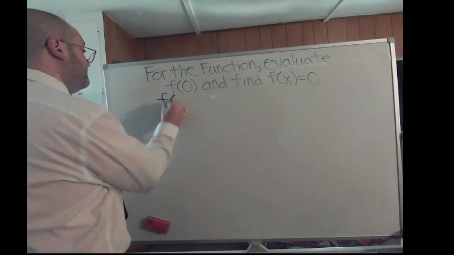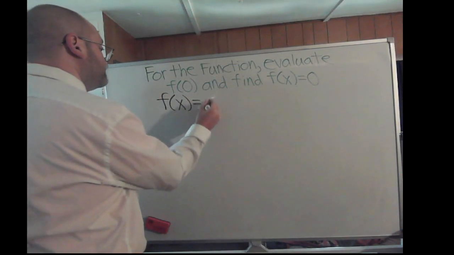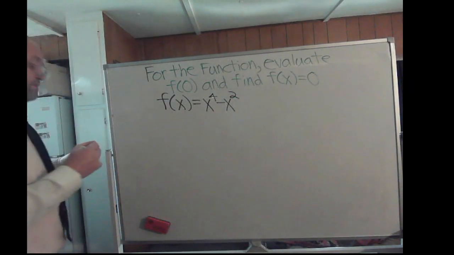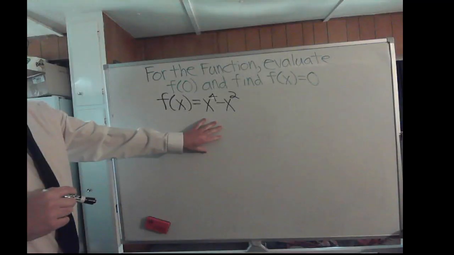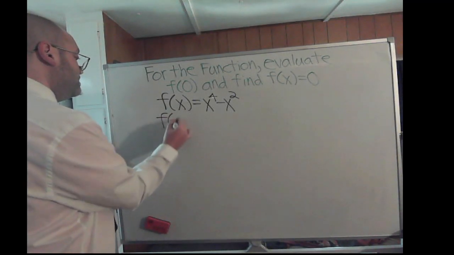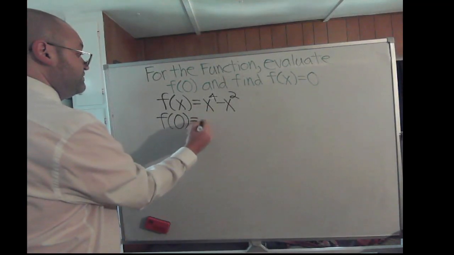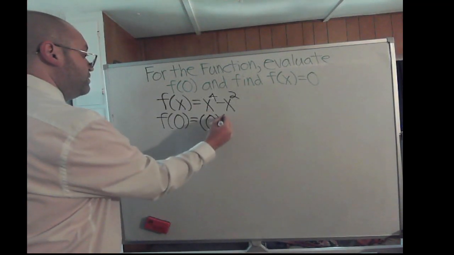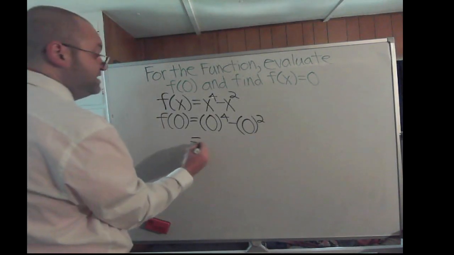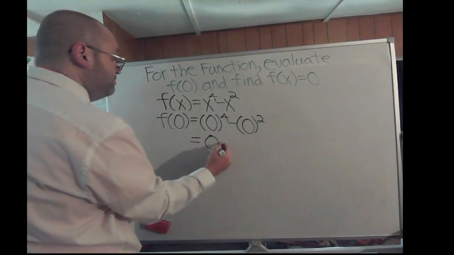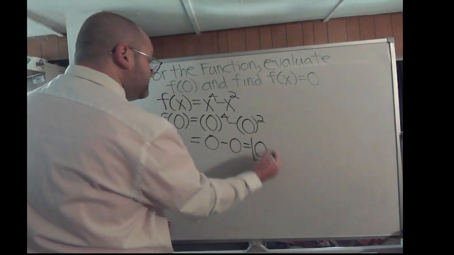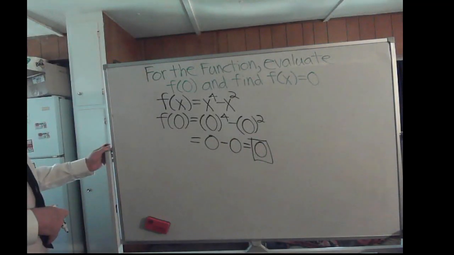Let's see, f of x equals x to the 4th minus x to the 2nd. First part's going to be easy. We want to solve for f of 0, which means you substitute the zeros in for x, which would give you 0 to the 4th minus 0 to the 2nd. Well, we know 0 to the 4th is 0, minus 0 to the 2nd is 0. 0 minus 0, that's 0. So f of 0 is equal to 0.